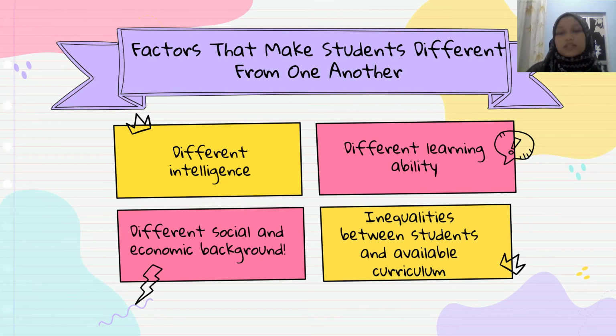They also have different learning abilities. Some students have a different approach that could help them learn, so they don't learn the same way as one another. Another one is also the inequalities between students and available curriculum. So this is talking about the school. The schools that provide more curriculums have more high achievement students because of the curriculum provided to them.